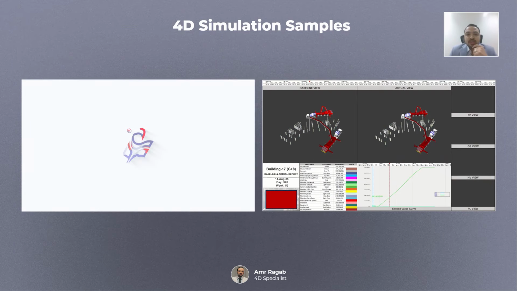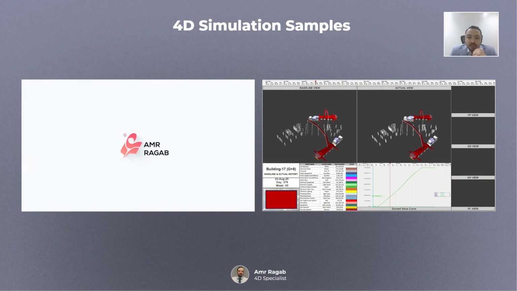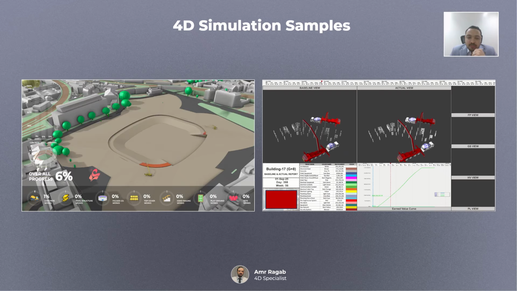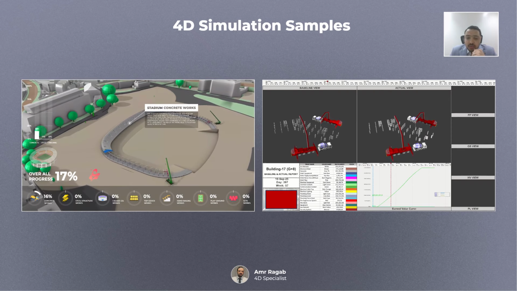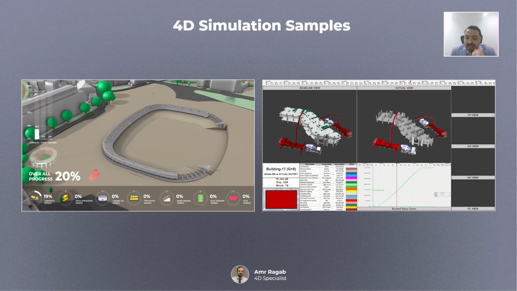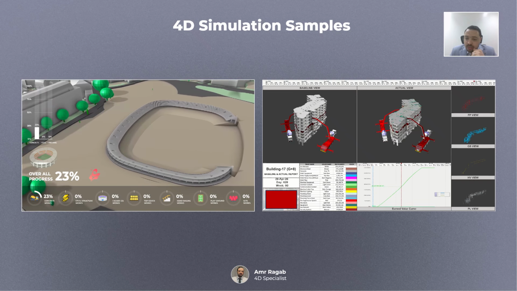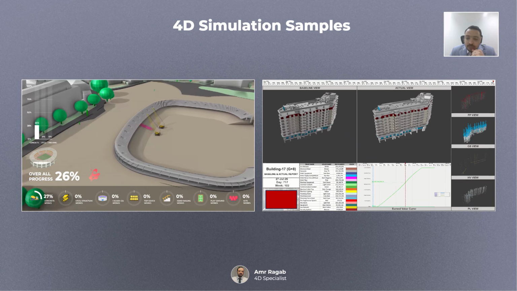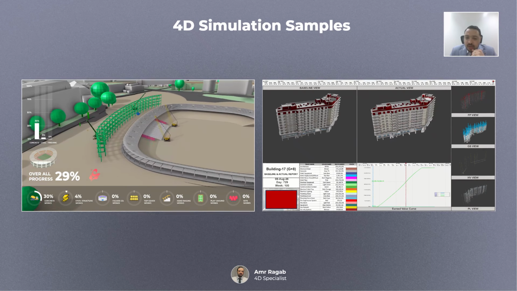The next 4D simulation sample. As you see here, some results from Synchro, and also the same sequence from Synchro, all of that in Synchro. We have a baseline view and an actual view, and you have each view for each discipline. So this is one proposal. You can make another proposal for each floor. So there are many proposals to cover all client requirements.